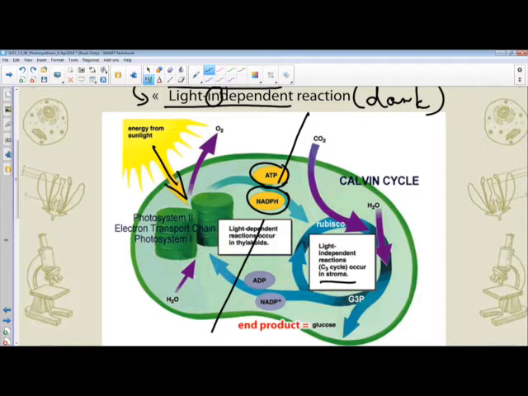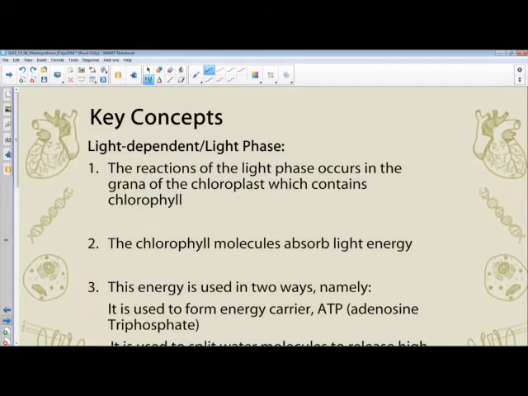So we have the light dependent phase on this side. It produces ATP and NADPH, and those molecules are then transferred into the light independent phase, which is often referred to scientifically as the Calvin cycle. And in that phase we find the end product called glucose being produced. And here we will look at glucose being produced and water as a waste product being given out. We will look at the waste product of the first stage, which is oxygen, which we see given off. But we need to discuss in further detail to understand the subtleties between the two stages.